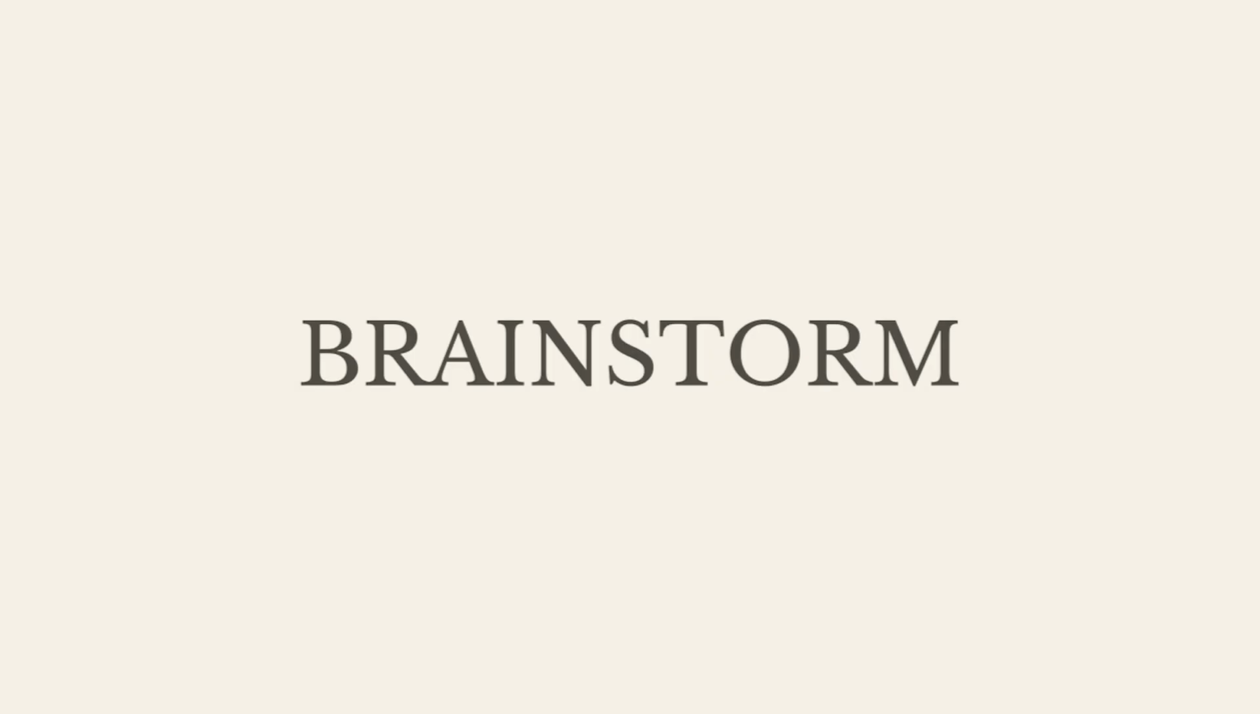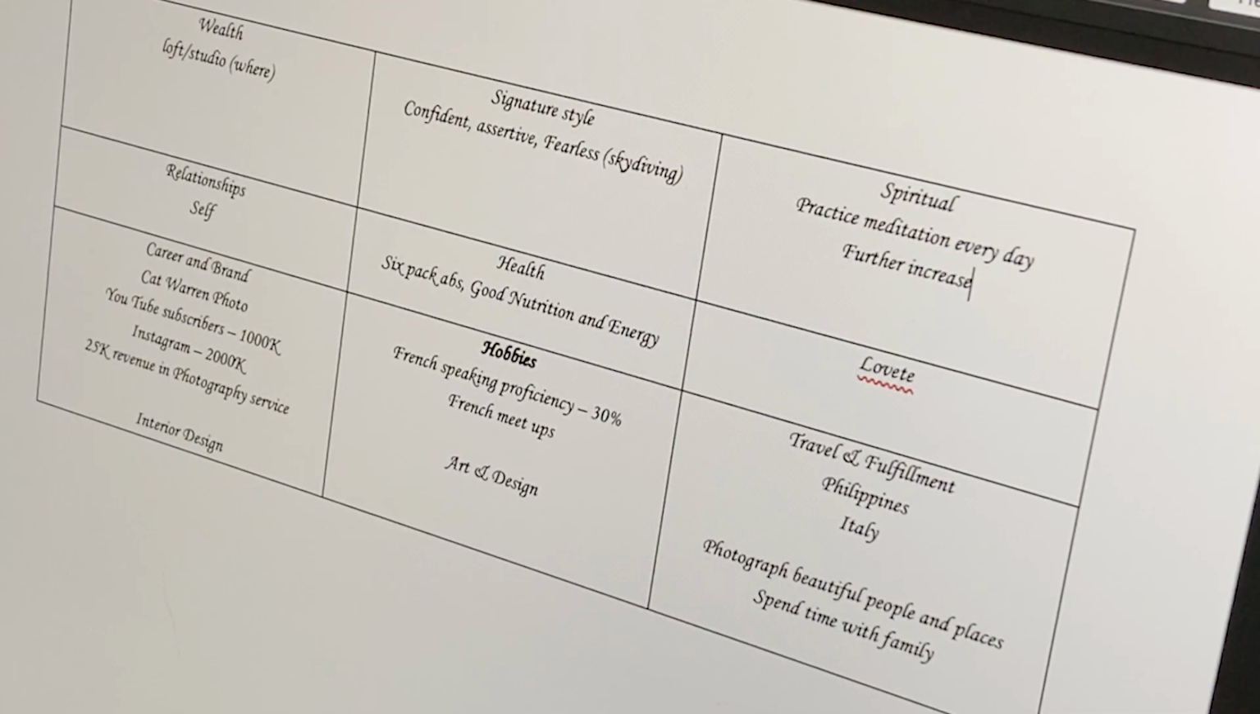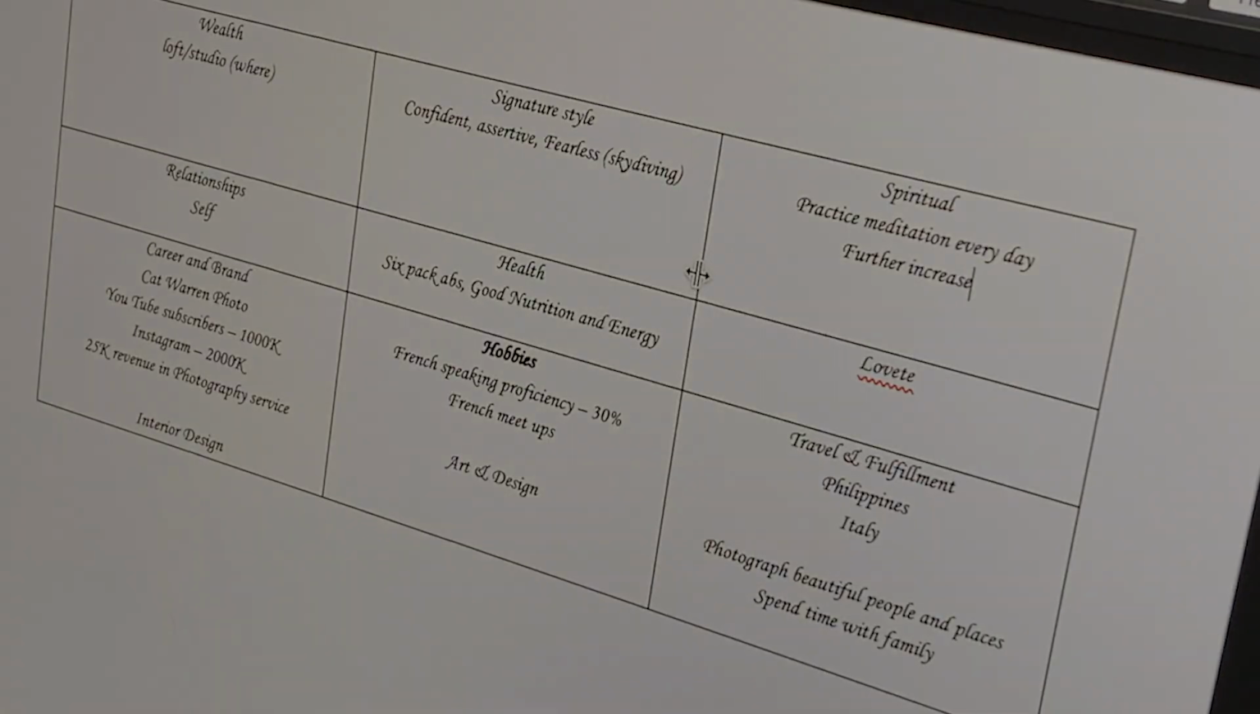Okay, so second step is to brainstorm. Start to fill in the grids with anything that comes to your mind. At this first stage, you can be as vague as possible. Just put something down in each block.